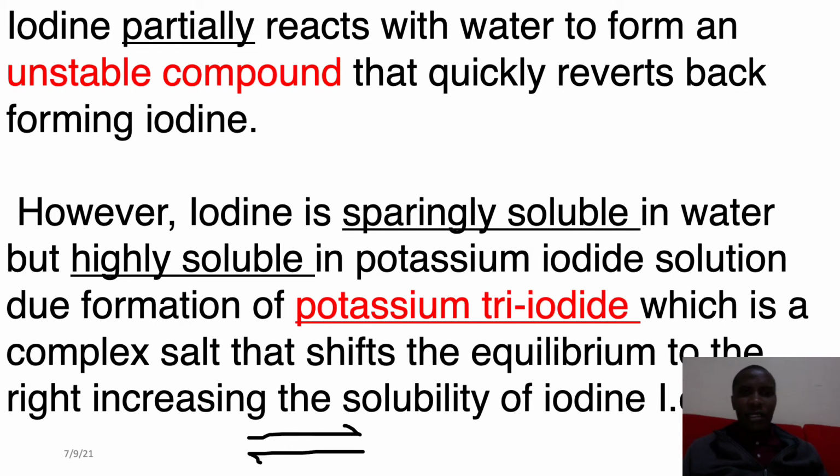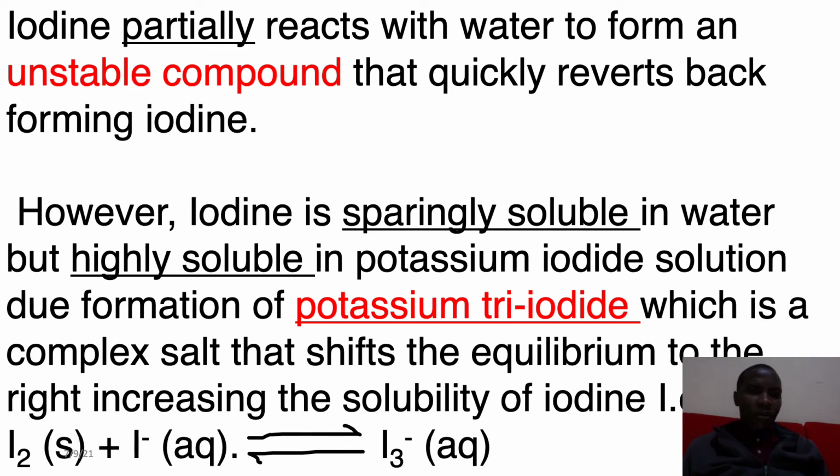But this same iodine is actually sparingly soluble in water, but it is highly soluble in potassium iodide. The reason being that with potassium iodide, it always produces something called potassium triiodide. It's a complex, and you know very well that complexes increase the solubility of these insoluble substances, since you can easily tell that the reaction will shift so much to the right. That is our equation.